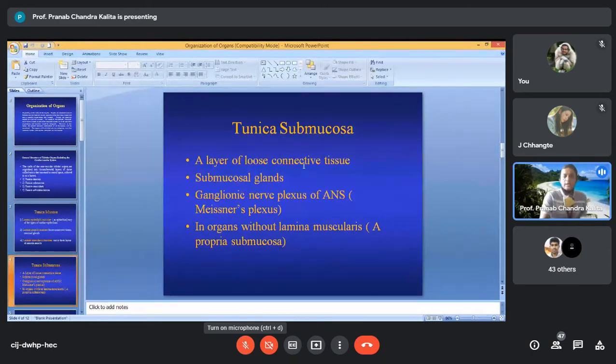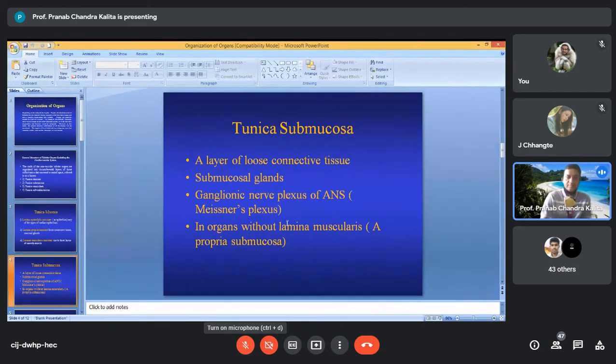Among the loose connective tissue within the Tunica submucosa, you will find a ganglionic nerve plexus of the autonomic nervous system, and that ganglionic nerve plexus, which is located within the Tunica submucosa, will be termed as Meissner's plexus, or simply the submucosal plexus. Meissner's plexus or the submucosal plexus.